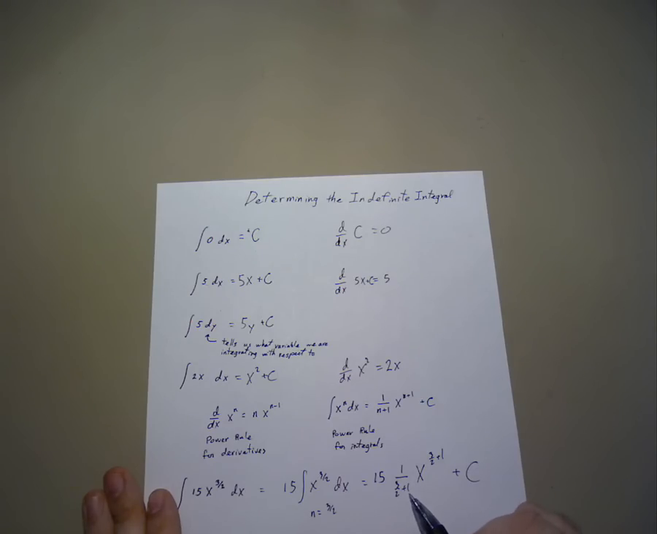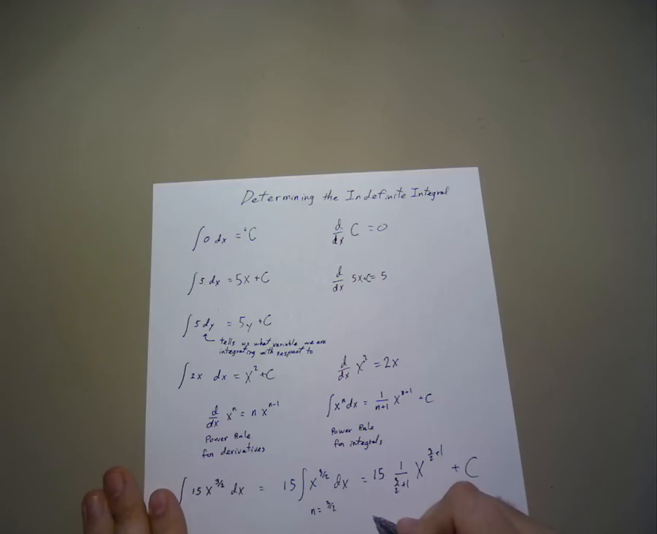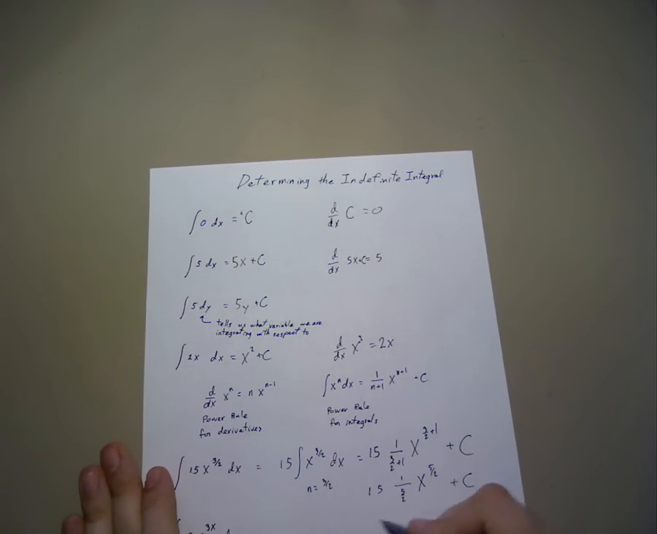3 over 2 plus 1, that's the same as 5 over 2. So 15 times 1 over 5 over 2, x to the 5 over 2 plus c. If we further simplify this, we get 15 times 2 over 5 x to the 5 over 2 plus c, or simply 6 x to the 5 over 2 plus c.